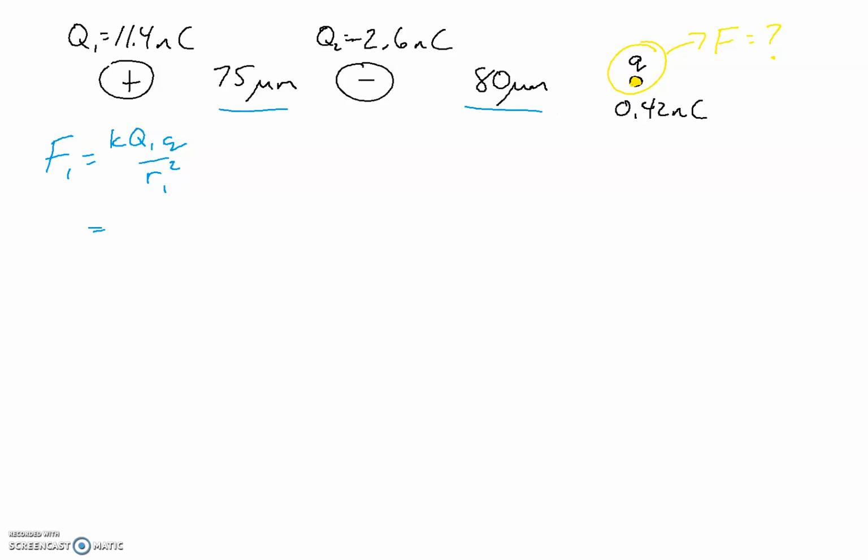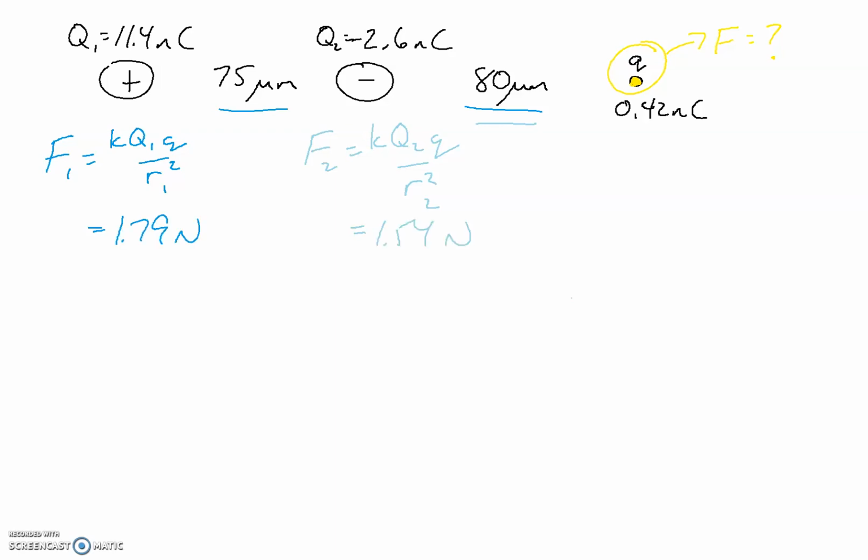And then do the same type of thing. Force number 2 would be kQ2q divided by radius 2 squared, and the radius for that one would just be the 80 micrometers. So we have all of our charges, we've got all our radii. Let's just find our forces, and then we can start piecing things together.